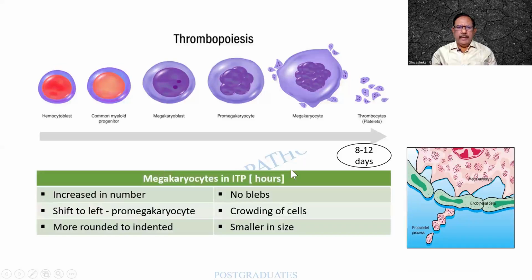In a case of ITP, there is an increase in the number of megakaryocytes. Shift to left. There can be more pro-megakaryocytes present. The cells are more rounded, as in this case. There are no blebs in the cytoplasm. Crowding of the cells will be present. And these cells are obviously smaller. The blast is smaller than the megakaryocyte. Please remember, the megakaryoblast is smaller than the megakaryocyte, whereas a myeloblast will be larger than a leukocyte.